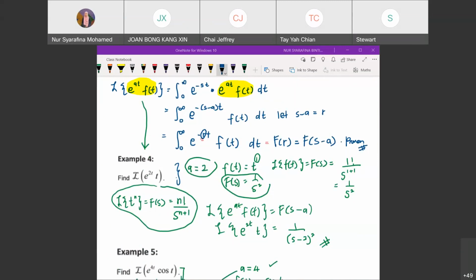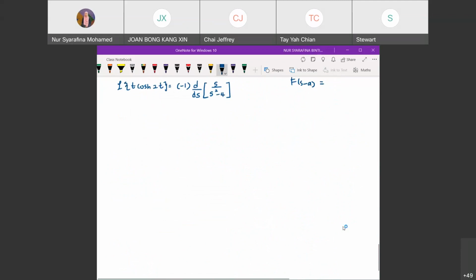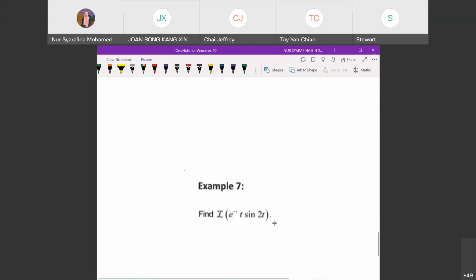So, okay, let's try the last example for today. As you can see, what is the property involved here in example 7?